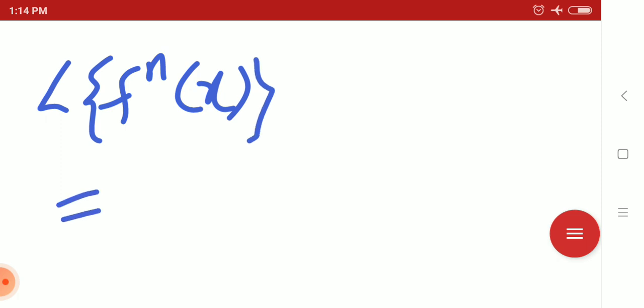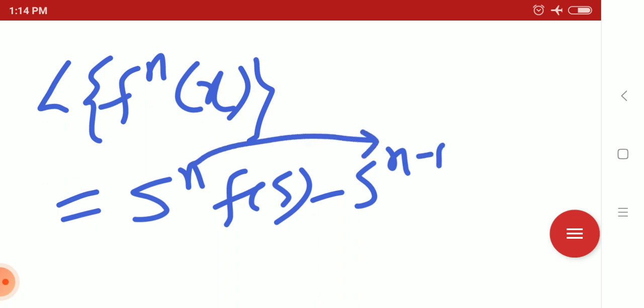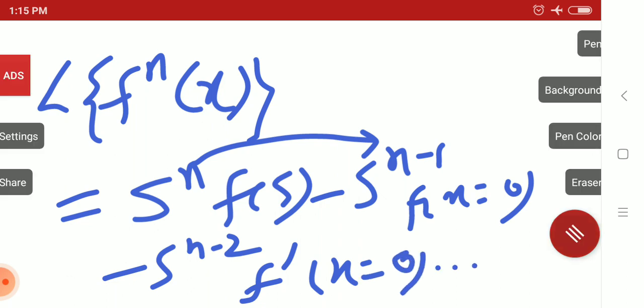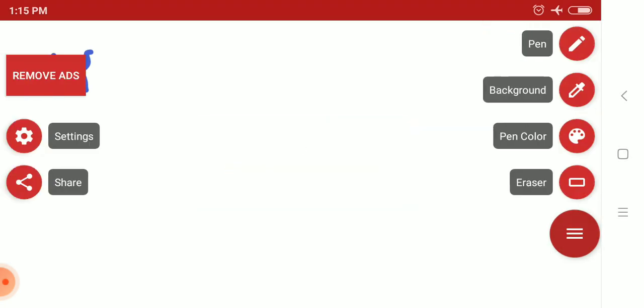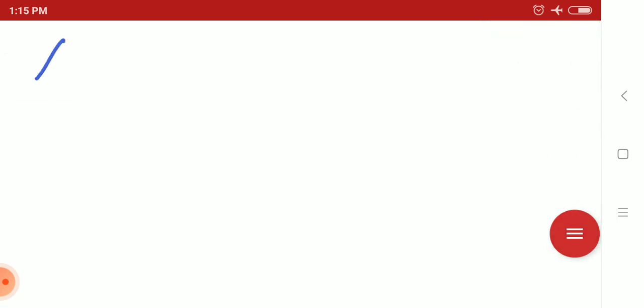The formula for the Laplace transformation of f^(n)(x) is s to the power n F(s) minus s to the power n minus 1 f(x) at x equals 0, minus s to the power n minus 2 f'(x) at x equals 0, and so on. The derivative order is increasing as the power of s decreases. Again, writing here clearly, this is very much important.